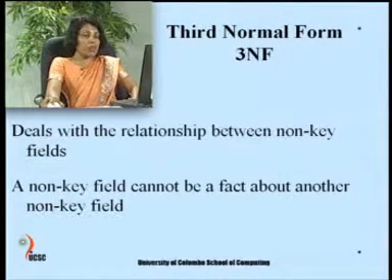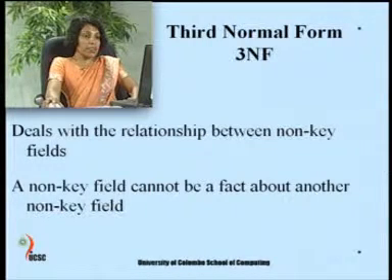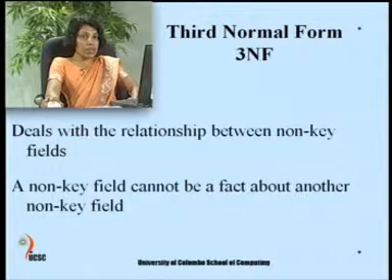So the third normal form basically deals with the relationship between non-key fields. As I explained before, there exists a relationship between the non-key fields in the purchase order relation. Those are the supplier number and the supplier name. So, here in the third normal form, it considers that a non-key field cannot be a fact about another non-key field.